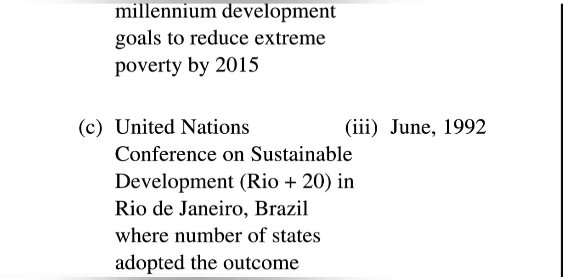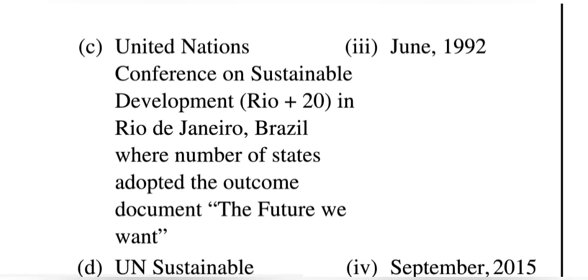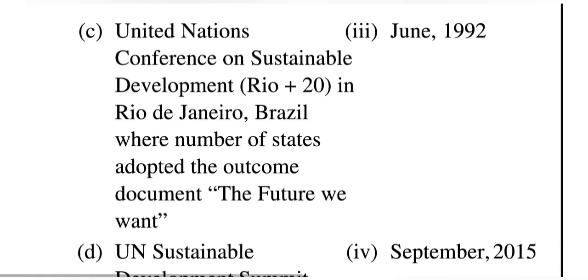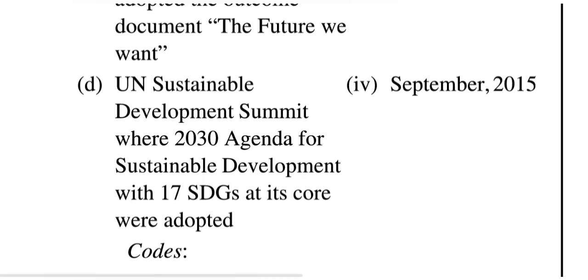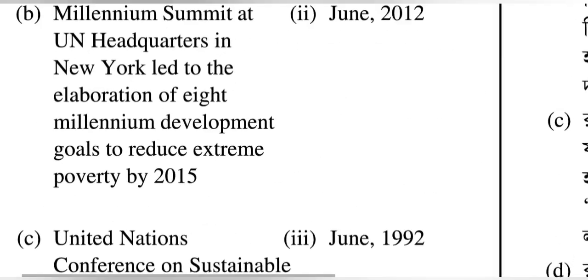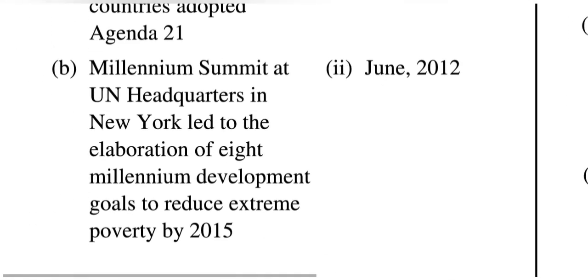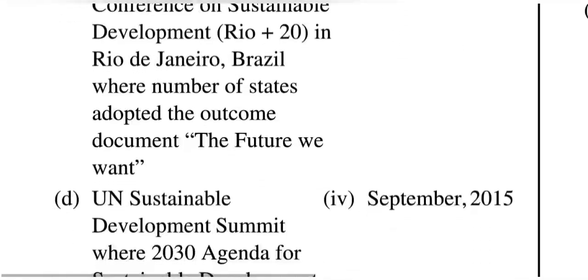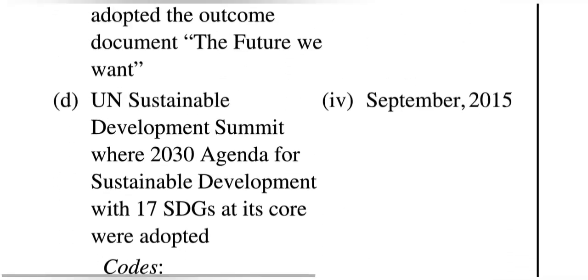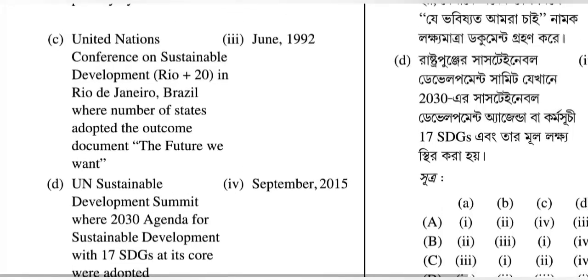C, we have United Nations Conference on Sustainable Development Rio +20 in Rio de Janeiro, Brazil, where a number of states adopted the outcome document, The Future We Want. D, we have the UN Sustainable Development Summit, where 2030 Agenda for Sustainable Development with 17 SDGs at its core were adopted. So these are the year and month: September 2000, June 2012, June 1992, September 2015. Now let's try to find out the correct answer of this question.